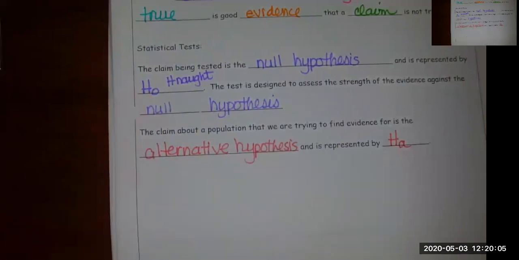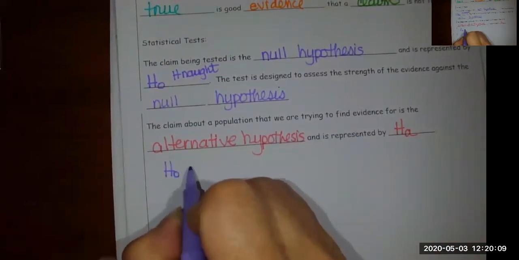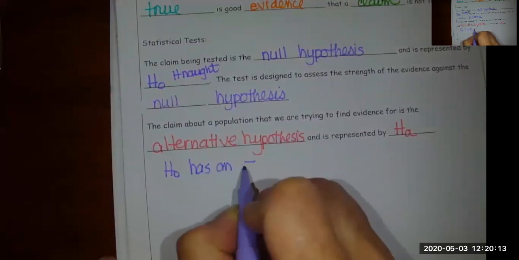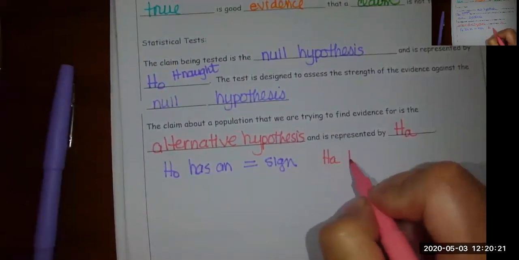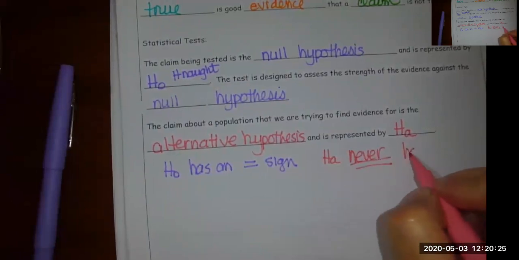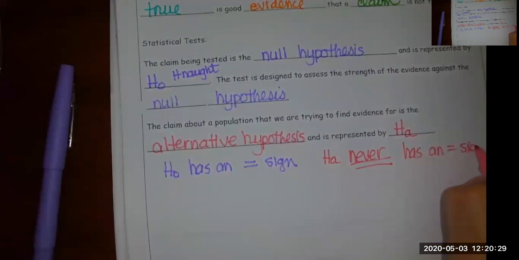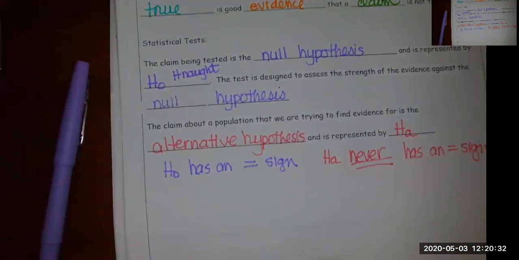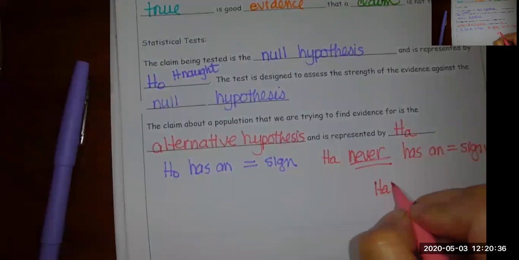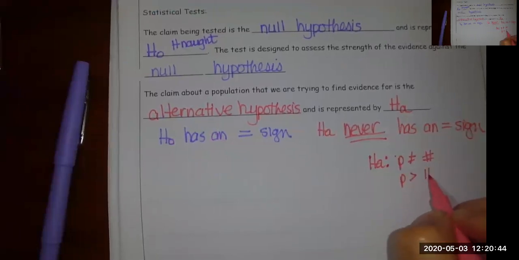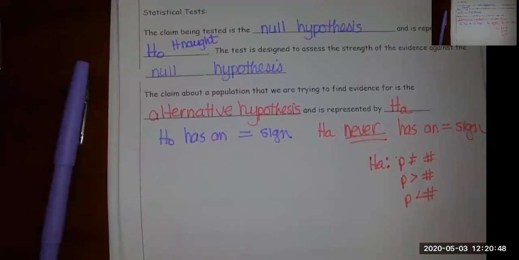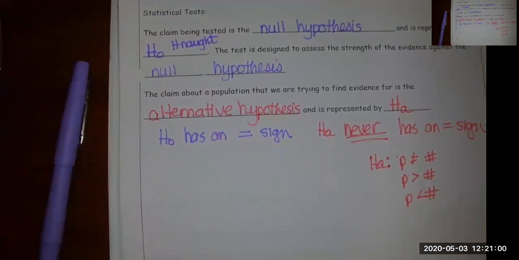Now there's a couple of important things about those. H0 has an equal sign. Ha never has an equal sign. Examples of an Ha could be p is not equal to some number. We'll get a number in a minute. Or we could say p is greater than a number, or p is less than a number. Those are all alternative hypotheses, okay? H0 has to have some kind of equal sign, okay?